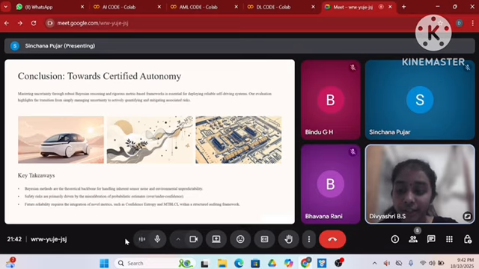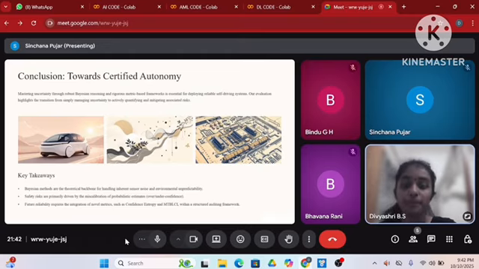So the key takeaways for self-driving cars: Bayesian methods are the theoretical backbone for handling inherent sensor noise and environmental unpredictability. The safety risks are primarily derived from miscalibration of the probabilistic estimates, so future reliability requires integration of novel metrics such as the confidence entropy and the MTBLCI within such an auditing framework.